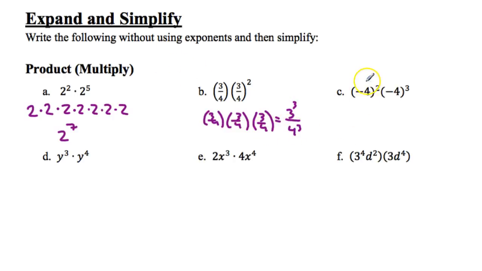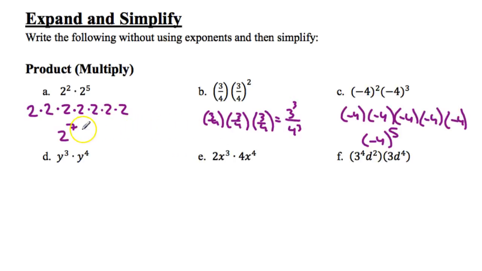Interesting. Over here, we got -4 squared, so that's -4 times -4. Over here, -4 cubed, -4 times a -4 times a -4. How many do I have altogether? 1, 2, 3, 4, 5. 5.